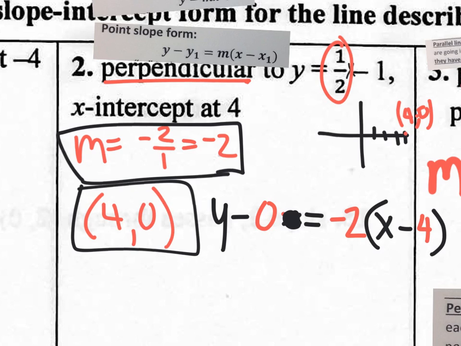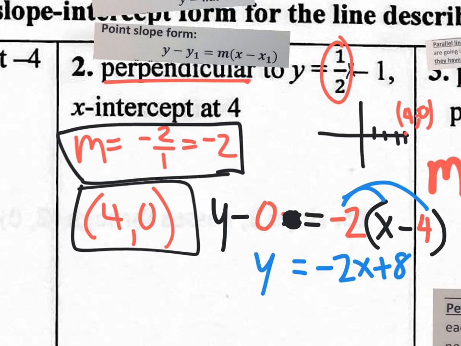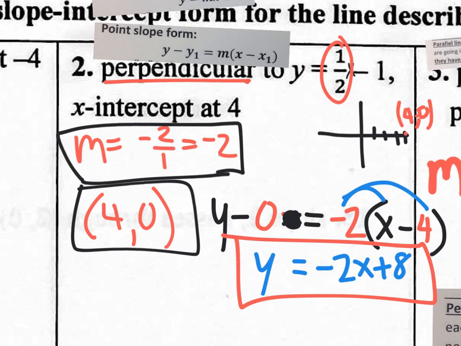So this is now in point-slope form. Now I need to change it to slope-intercept form. So I'm going to distribute, and I'm going to get negative 2x plus 8 equals y take away 0 is just y. And guess what? It's done. It's in slope-intercept form. The y is by itself. The slope is negative 2 over 1. The y-intercept's 8. You got it? So the important thing here is not to just be able to do math. You got to be able to read and understand the information they're giving you and be able to pull out information to use to plug into the forms.